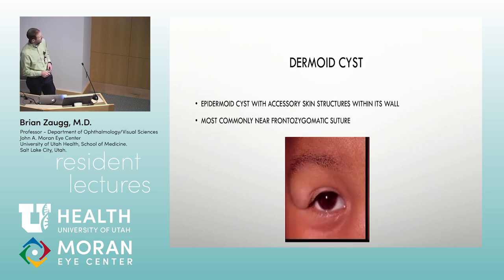And then this one, all these dermoid type things. This is a dermoid cyst in the upper lid. They're always at a suture. Frontozygomatic suture is the most common one. So these you would either leave them alone or excise them, like if it's causing too much distortion of the lid or if there's some sort of cosmetic reason to remove them.